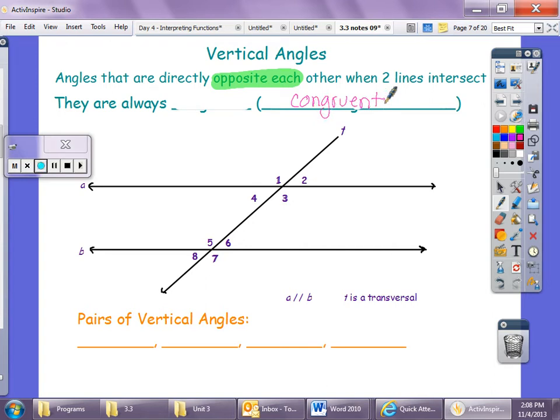So these are opposite of each other. So we have our pairs. Well, 1 and 3 are opposite of each other. So angle 1 and angle 3. Angle 2 and angle 4. Angle 5 and 7. And then angle 6 and 8. So they're all the vertical angles, and they are always congruent. So when we have parallel lines cut by a transversal, vertical angles are always congruent.